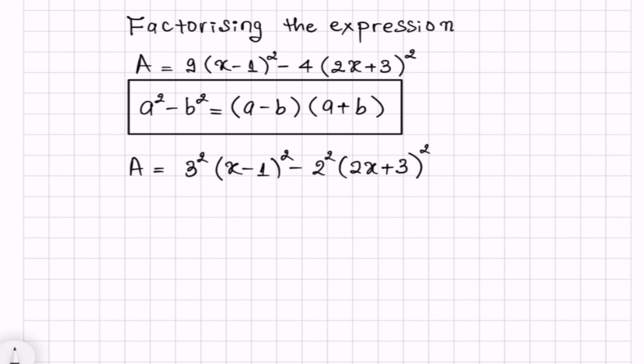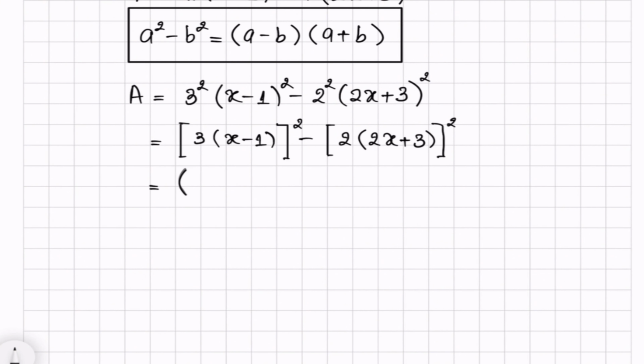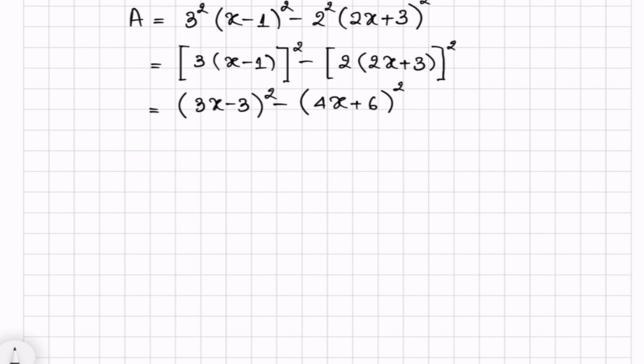So the first term can be written as 3 times (x minus 1) all squared, and the second term can be written as 2 times (2x plus 3) all squared. Then we can multiply the 3 into the bracket. We get (3x minus 3) squared minus (4x plus 6) squared.